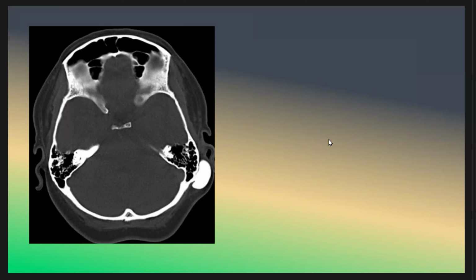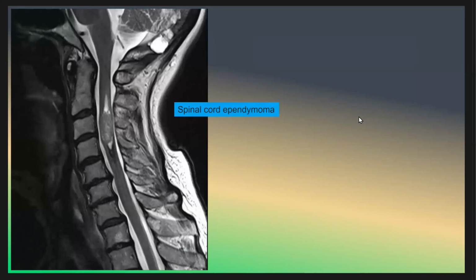Here, this is a bone window, and the patient has osteoma of the mastoid. And what do you think the syndrome is called? Can you remember the syndrome associated with skull osteomas? This is a mastoid osteoma. Please remember the syndrome associated with osteoma. What do you think the patient has here?